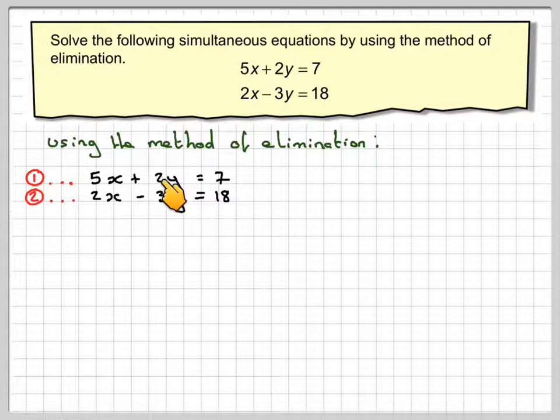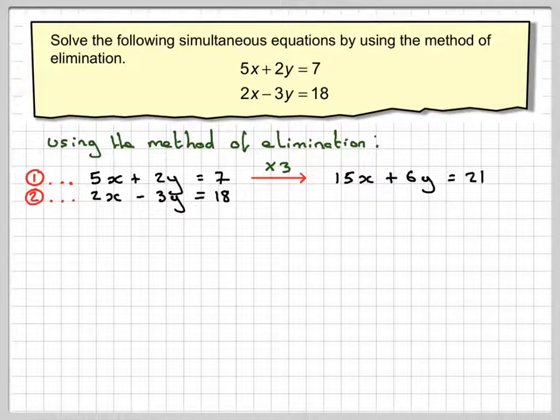Now, if we multiply the top one by 3, we're going to get 3 times 5, which is 15x, 3 times 2, which gives me plus 6y, and then 3 times 7, which is equal to 21. Now, sometimes when you multiply an equation by the same number, quite often students forget to multiply the last number, so please don't forget.